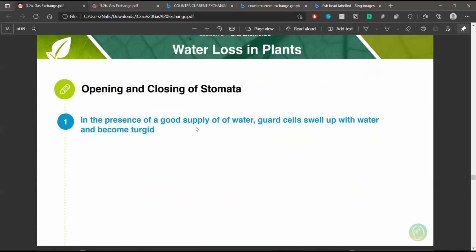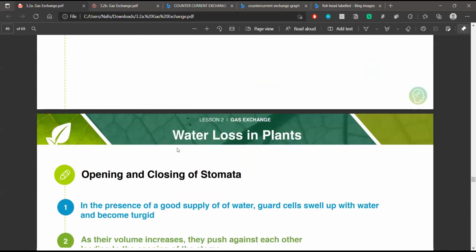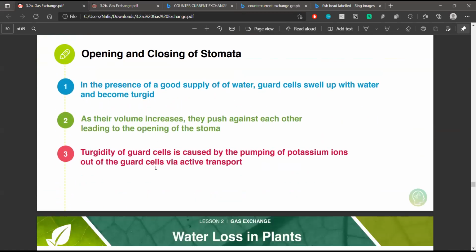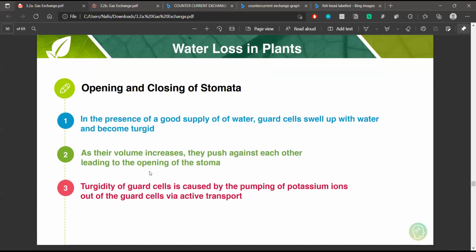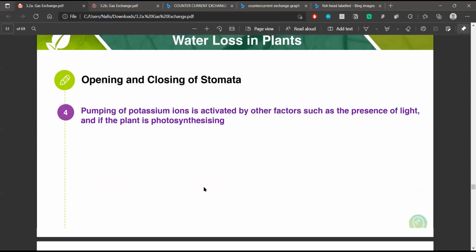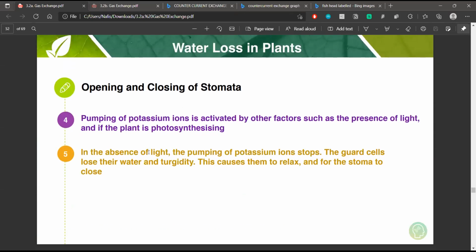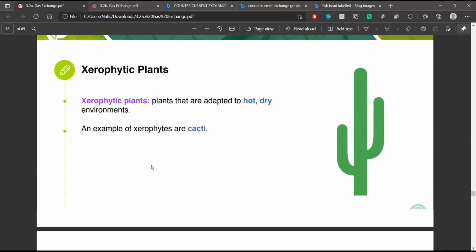So in the presence of a good supply of water, the guard cells swell up and become turgid. As their volume increases, they end up pushing against each other, leading to the opening of the stoma. And turgidity of guard cells is caused by the pumping of potassium ions into the guard cells via active transport. Pumping of potassium ions is activated by other factors, such as the presence of light and if the plant is photosynthesizing. In the absence of light, pumping of potassium ions stops. Guard cells lose their water supply, which causes them to relax and for the stoma to close.